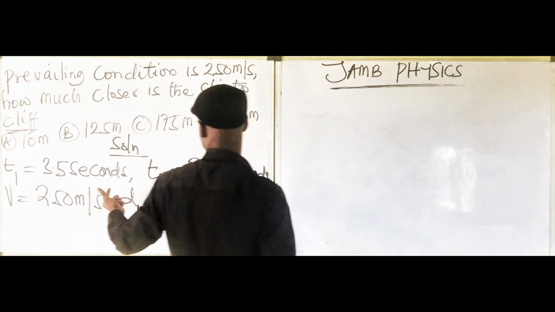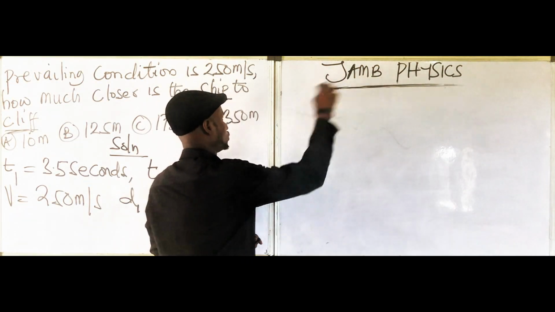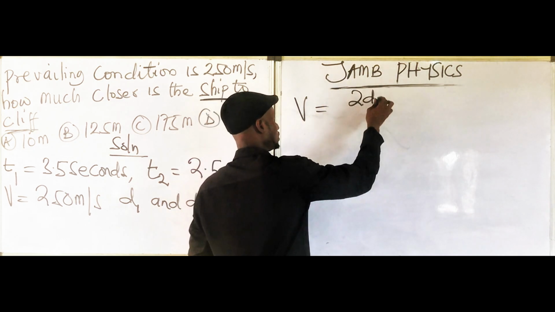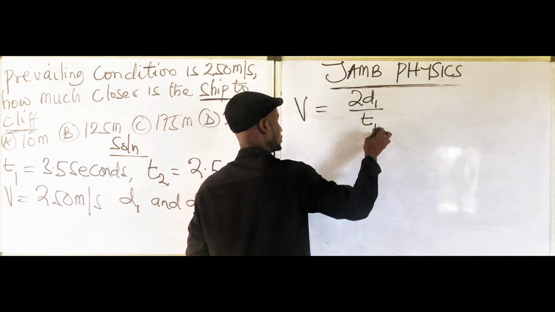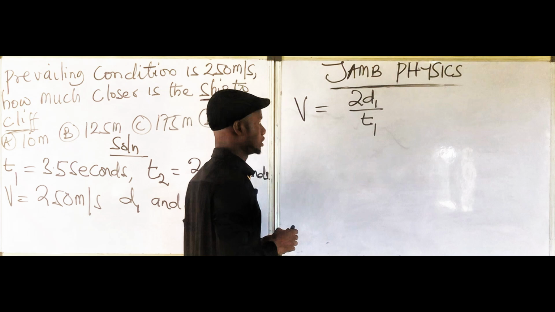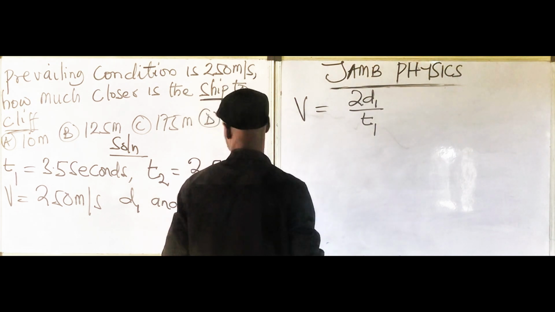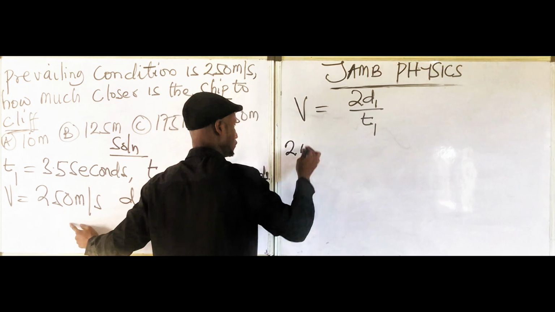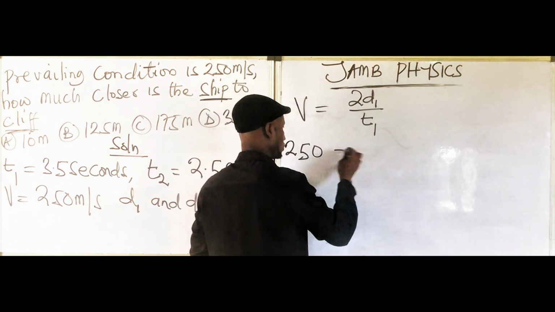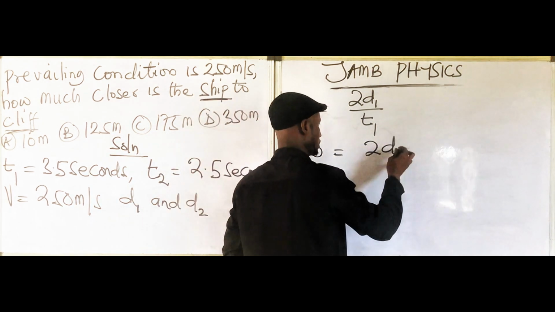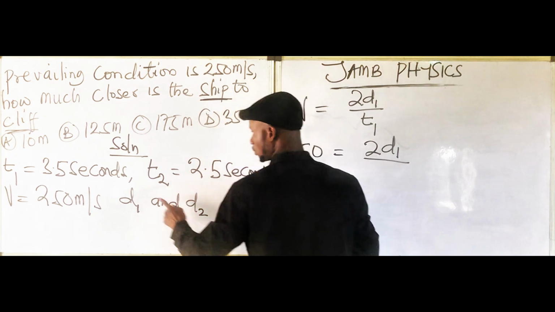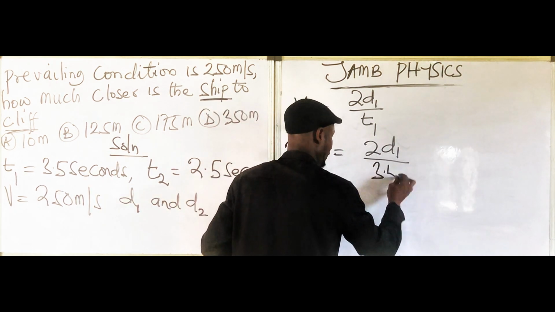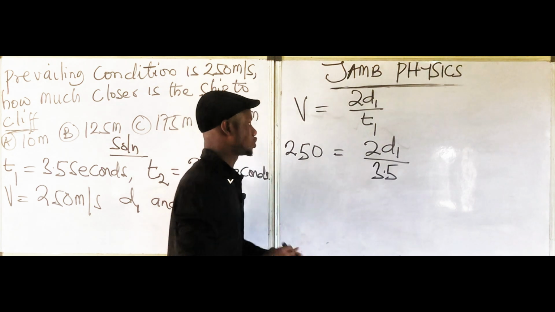Class, let's solve this question here. Since it's an echo, we have to use V equal to 2D1 over T1. Please take note. Now, class, let's replace what is given to us here. V is given to us as 250, is equal to 2D1 over T1, which is given to us as 3.5.